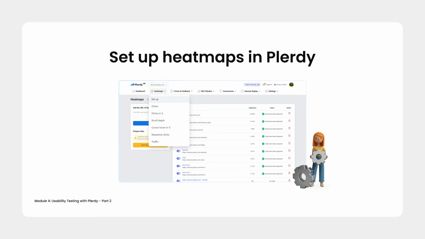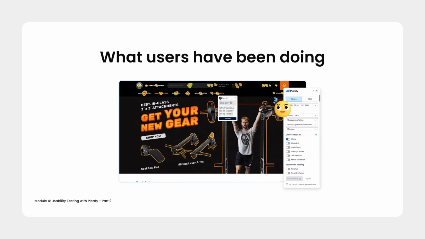On the left side, you can add the URLs of the pages you want to track. Plerdy will automatically add the 5 most visited pages to the heat map reports, and you can also manually add any URL you want to track. Once your pages are set up for tracking, you can view the heat maps to analyze user behavior.